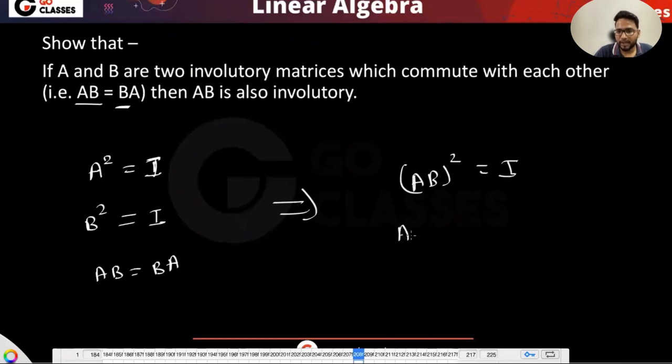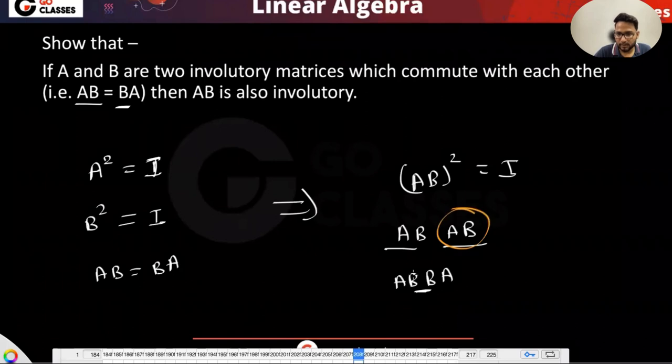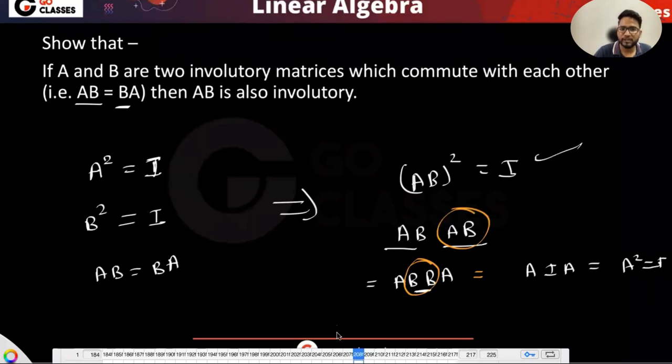Okay. So AB square, you can just rewrite it as AB into AB. And then you want to prove that to be identity, so you can say that this one of the AB, let me write it BA. So this is AB into BA. And then this is B square, which is identity. So this was as good as saying A into identity into A, which is A square, which is again identity. So you can easily prove this. Okay. That is easy. Ekta and Akash both are done.